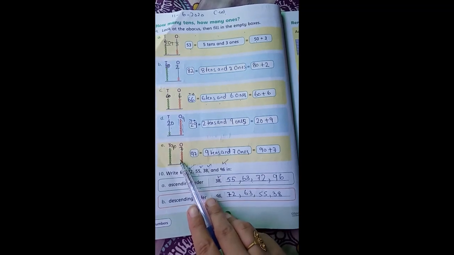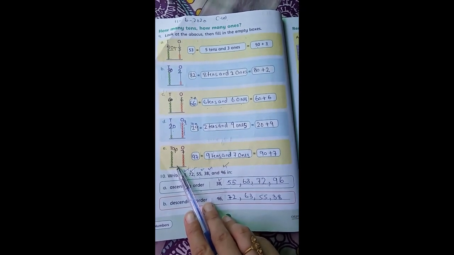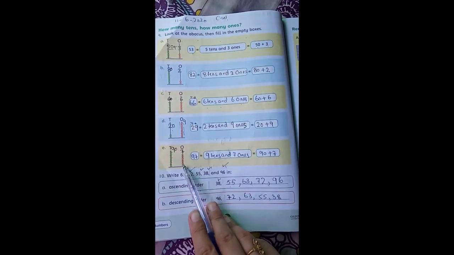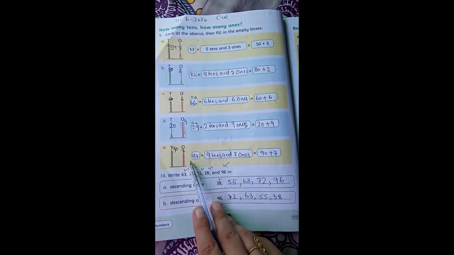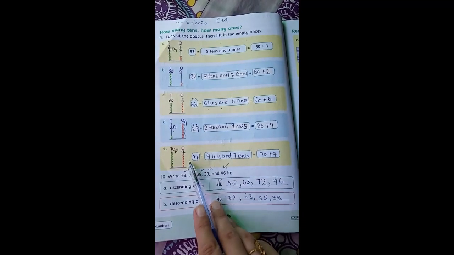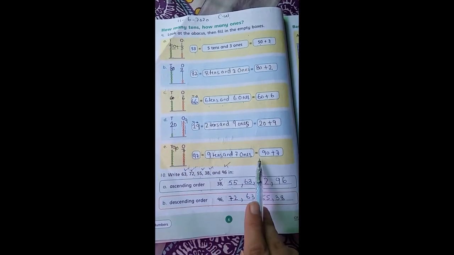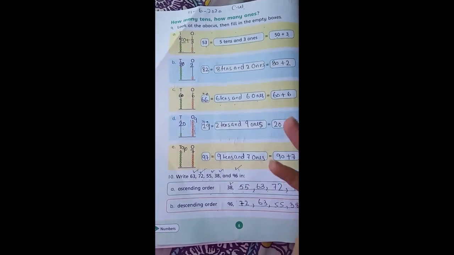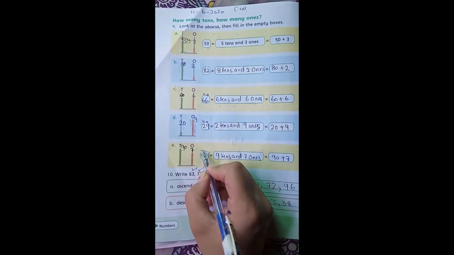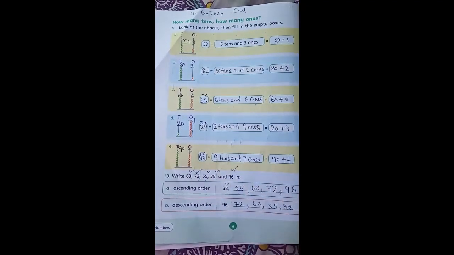Alright, if you can see part E, you can see there are 9 balls on the tens abacus. Alright, so you can write 90. 9 tens mean 90, and you can see there are 1 2 3 4 5 6 7 balls on the ones abacus, so you can write 7, which is equal to 90 plus 7 is equal to 97. So we write 9 tens and 7 ones. You can also show T and O, 9 tens and 7 ones.